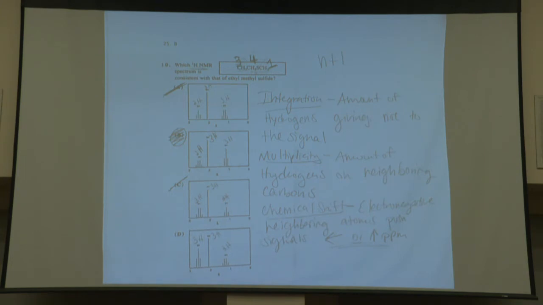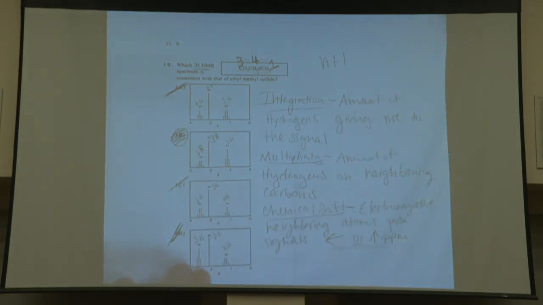Does that make sense, that last step, why it has to be B and not D? I think when I was doing this earlier, I didn't notice that, but this technically has the right amount of multiplicity and integration values. But because your triplet is the one that's furthest to the left, it can't be right, because your quartet should be further to the left, because that's what's closer to your most electronegative atom, and electronegativity is what pushes it to the left, pushes it downfield, higher ppm. Any questions on that last step or this question at all?